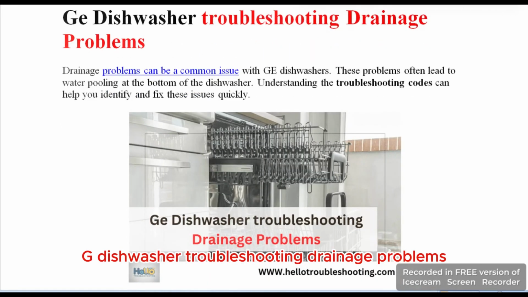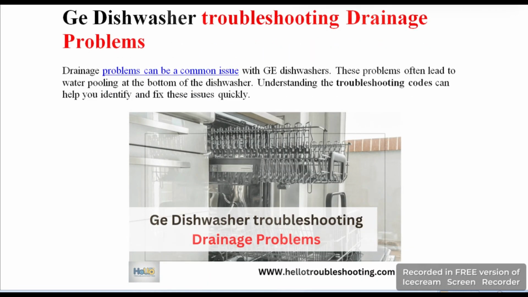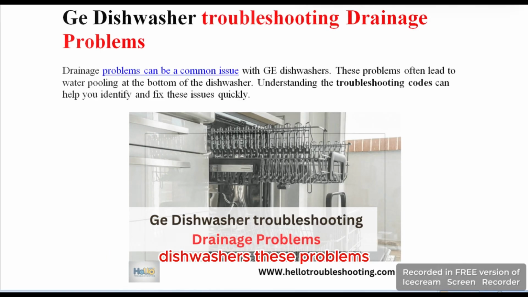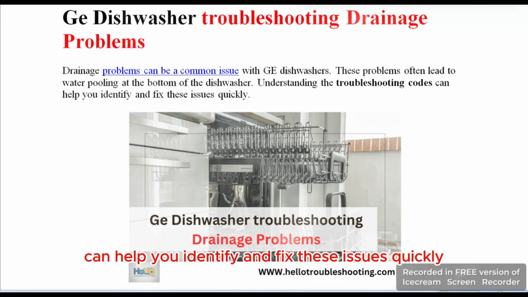Dishwasher Troubleshooting. Drainage problems. Drainage problems can be a common issue with GE dishwashers. These problems often lead to water pooling at the bottom of the dishwasher. Understanding the troubleshooting codes can help you identify and fix these issues quickly.